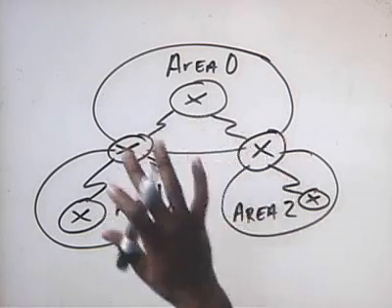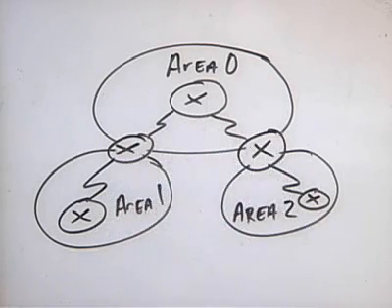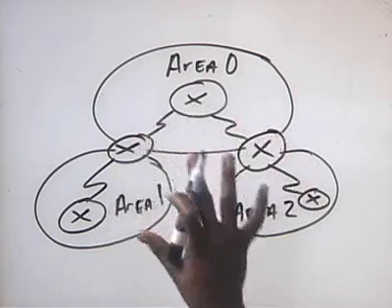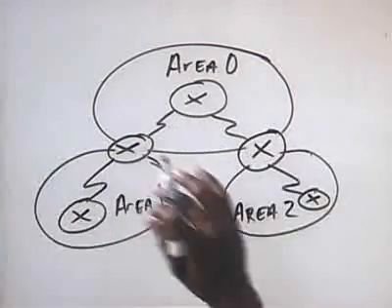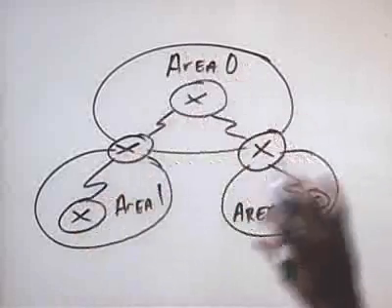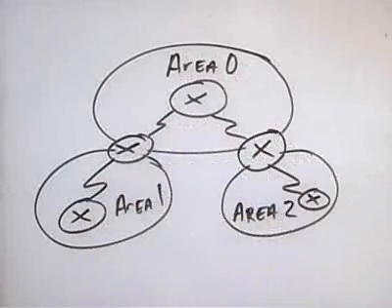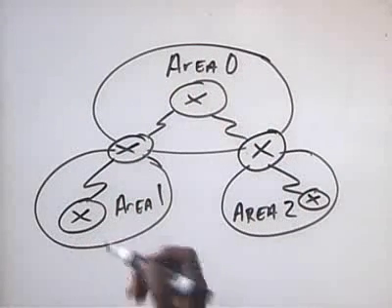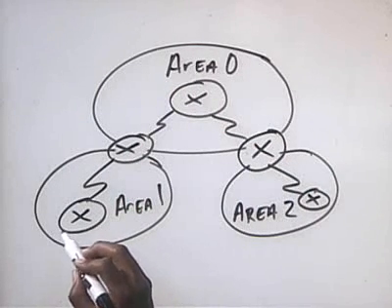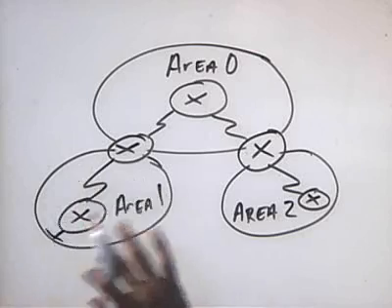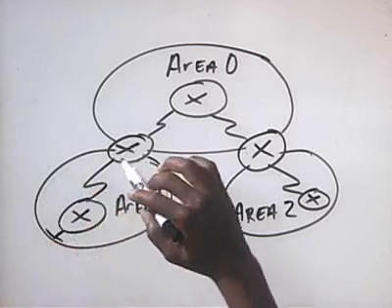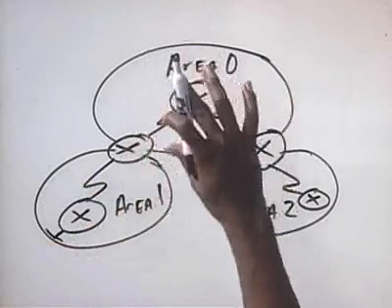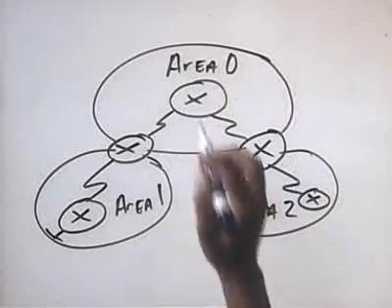OSPF consists of areas and autonomous systems. This design makes it possible for us to minimize routing update traffic in any given area. What happens with OSPF areas is that a routing update, or a topology change, can take place in one area without updates needing to propagate into the other areas.